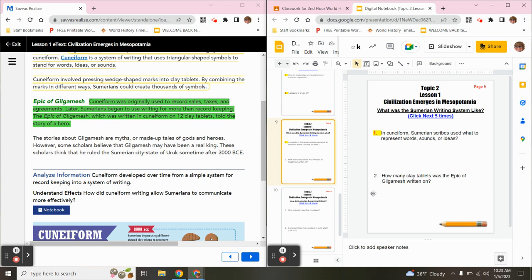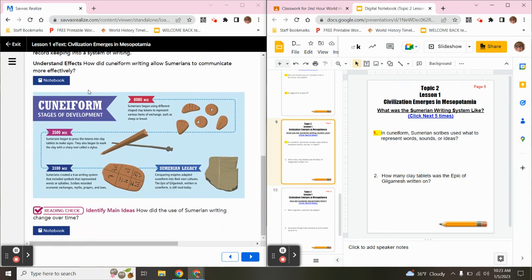Number 2. How many clay tablets was the Epic of Gilgamesh written on? You'll find that answer in this green highlighted paragraph. If we look at the bottom of this e-text page, it talks about cuneiform and the stages of development and how they used it and what they did. Talks about as far back as 8000 BC, where Sumerians began using different shaped clay tokens to represent various items of exchange, such as sheep or bread.